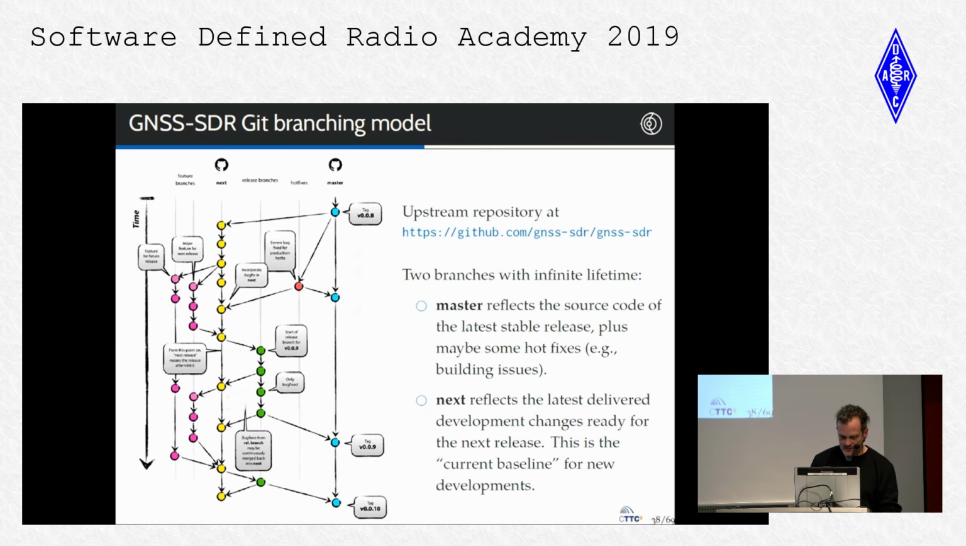We also have a Git branching model in which we have two branches which are eternal, with infinite lifetime. One is the master branch, which is where the last released software is. And then we have the next branch, which is where all development takes place. We usually work here, and once we have something that we think is ready, we can do another stable release. This is how we work.